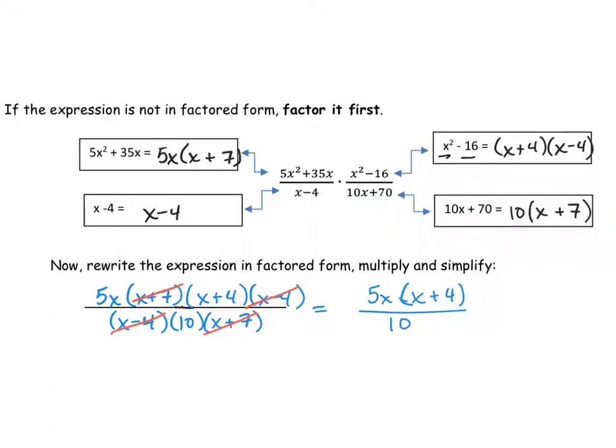Now, I can't do anything with the x's or the x plus 4, but I can do something with this 5 over 10, because 5 and 10 are both divisible by 5. So I can reduce that to 1/2. So this can just be x times x plus 4 over 2. So that would be basically like the 1/2 would be right here. I don't really want the 1 there. It doesn't make it wrong, but that's what we have there. So that's our final answer. That's as much as we can simplify that one.